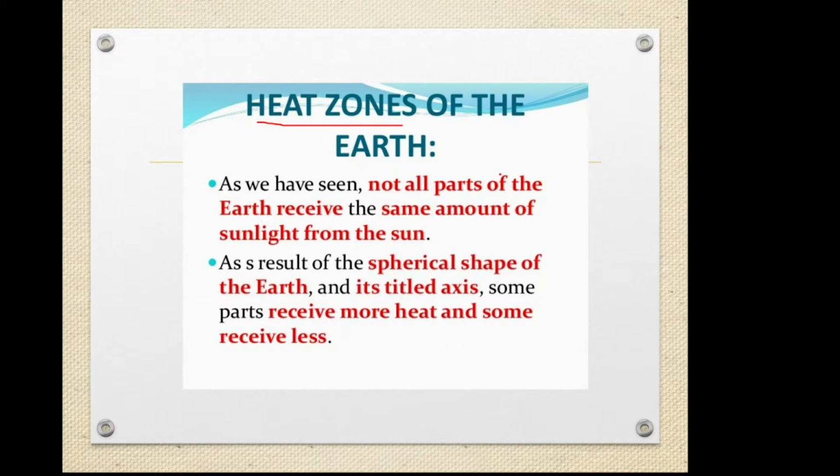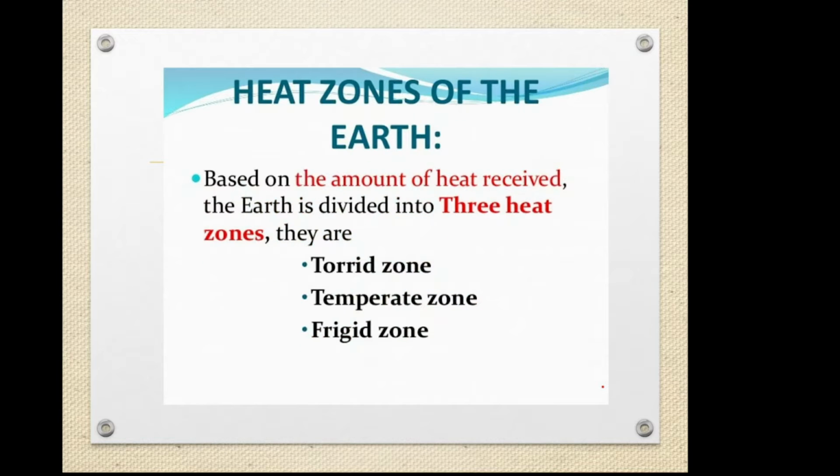Heat zones. So you know the shape of the earth, isn't it? The shape of the earth is almost round, but the proper word to represent the shape of the earth is geoid shape. Due to the geoid shape or curvature, the sunlight is not received equally everywhere, isn't it? Because of this, you can see various heat zones on the earth's surface. That is the topic we are going to study: heat zones of the earth.